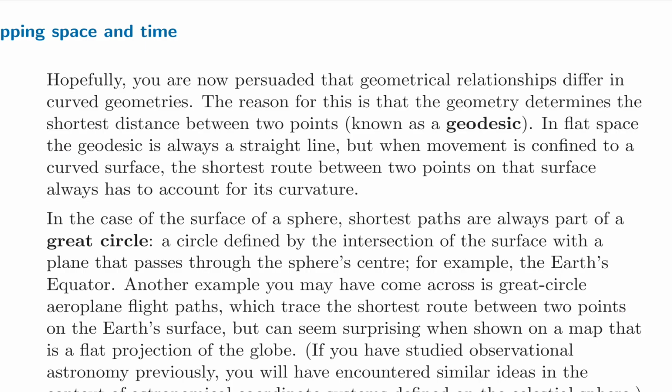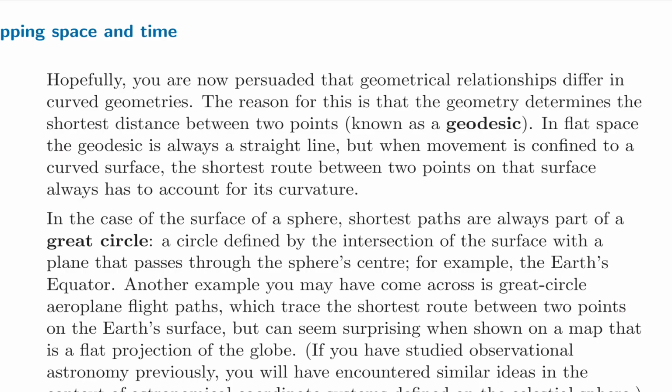The reason for this is that the geometry determines the shortest distance between 2 points, known as a geodesic. In flat space, the geodesic is always a straight line, but when movement is confined to a curved surface, the shortest route between 2 points on that surface always has to account for its curvature. In the case of the surface of a sphere, shortest paths are always part of a great circle. A great circle is a circle defined by the intersection of the surface with a plane that passes through the sphere's center. For example, the Earth's equator.